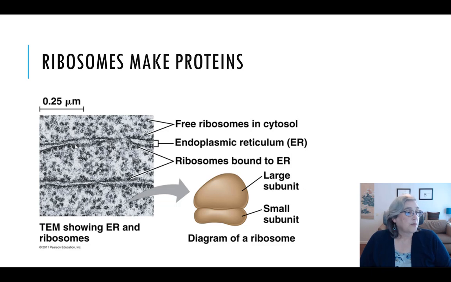Other ribosomes are bound to the endoplasmic reticulum membrane, specifically the rough endoplasmic reticulum. We'll talk about that in a minute. And they are making proteins that are going to be either membrane proteins, so they need to be inserted into a membrane as they're being synthesized, or they are going to be secreted outside of the cell, and so they need to be inserted into the interior of the endoplasmic reticulum.